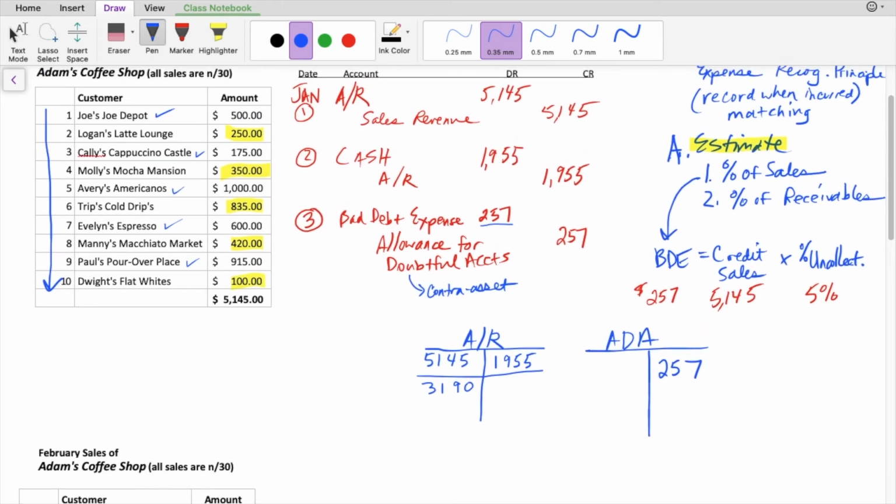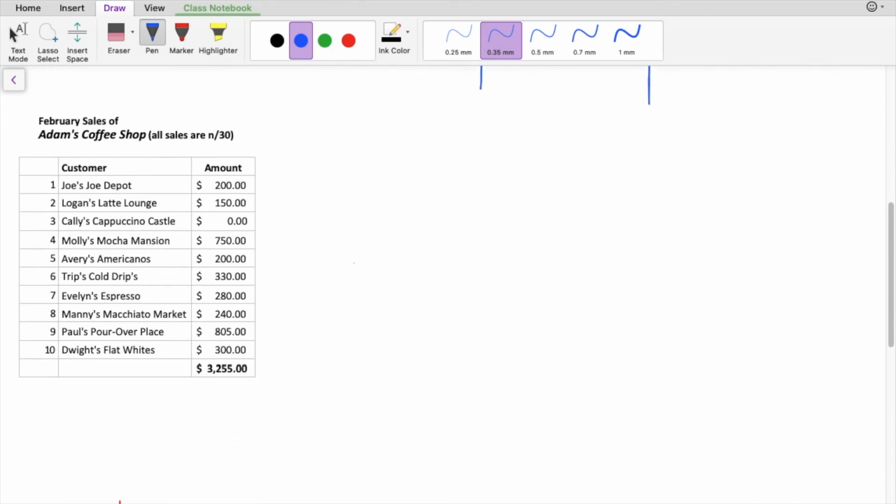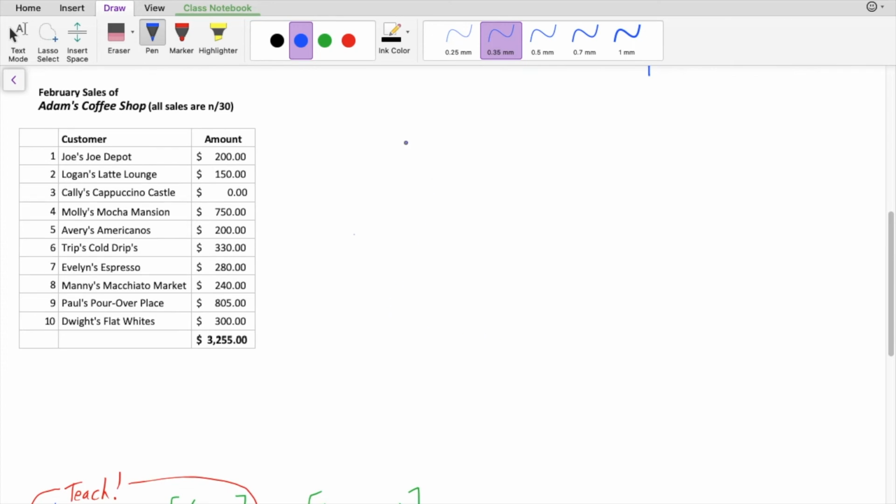And so we're going to move on from here. We're going to move on into February. Now, in February, here's what happens. I make sales again to my customers. So I'm going to record the fact that I sold stuff to my customers in February. So I'm going to record accounts receivable, $3,255, and I'm going to record sales revenue, $3,255.